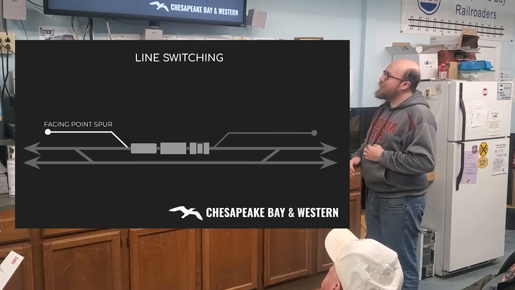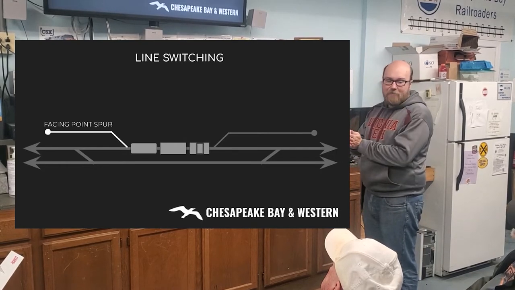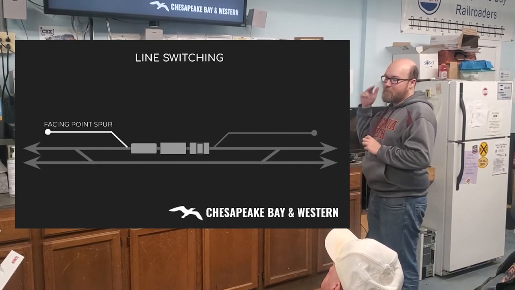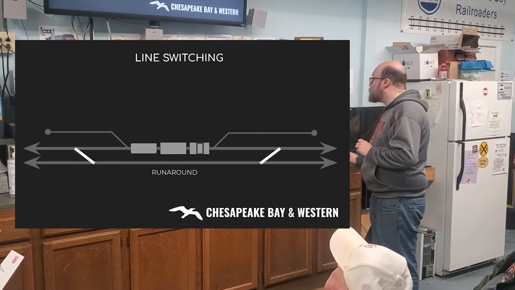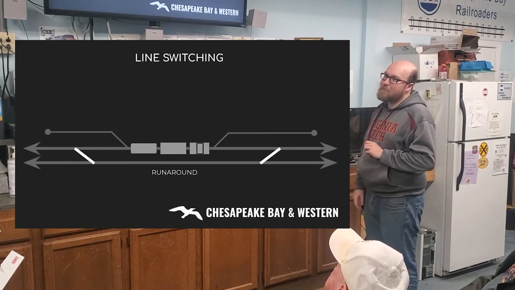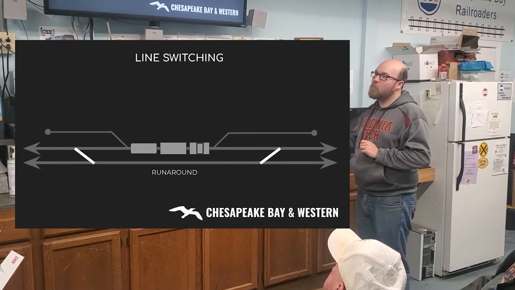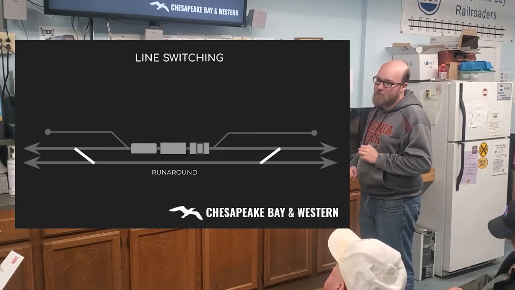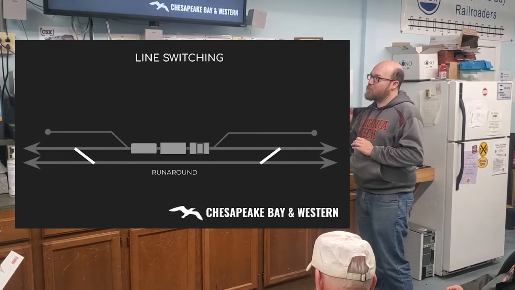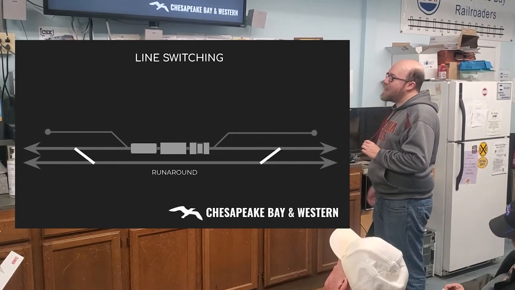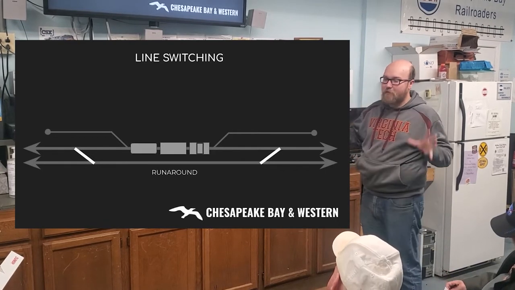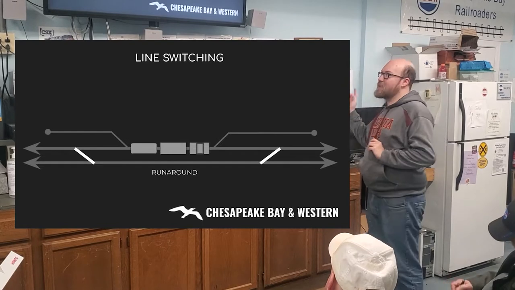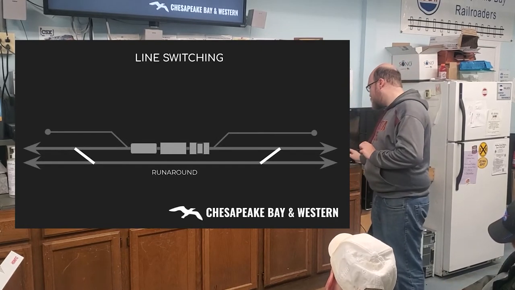A facing point is any point that diverges ahead of your train, depending on what direction the train is moving. And a runaround is any pair of switches that let you move your engine from one end of the train to the other. This can be a pair of crossovers, this can be a siding, this can be a crossover and a siding, any arrangement of switches that you can fit an entire train in and get from one end to the other to shove from the other end or turn your train around.